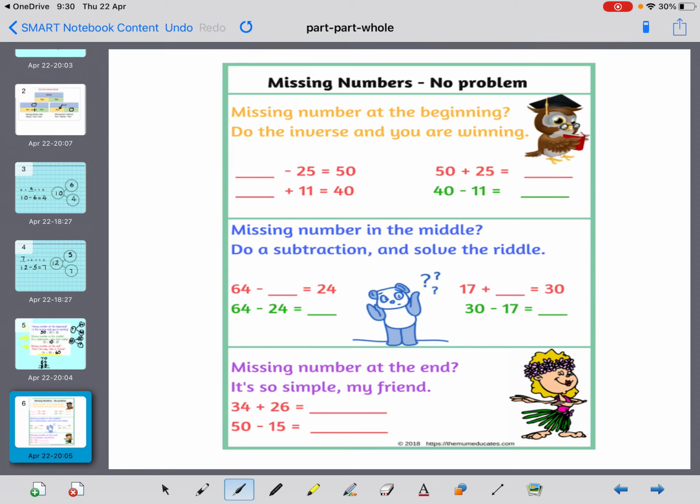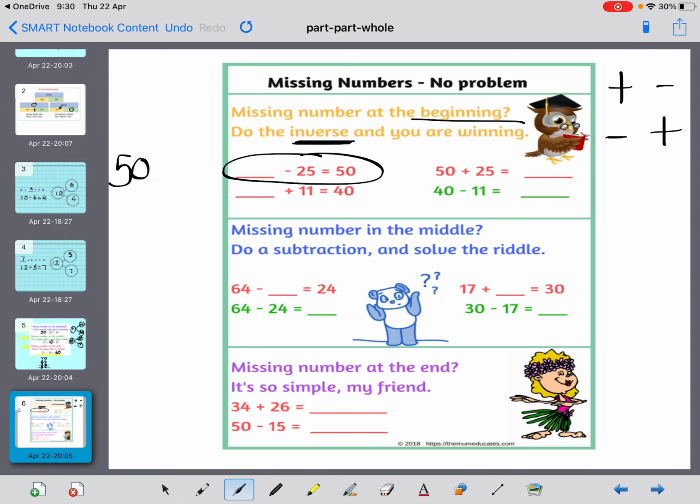Again, there are just some more examples there of some missing numbers and the rhymes to help us remember. So missing number at the beginning, do the inverse, the opposite, and you are winning. So the opposite of add would be subtract, or the opposite of subtract is add. So for example, I'll just look at the first one here. Something take away 25 equals 50. All I do is do the opposite. So I can do 50 add 25. So I'm adding the numbers that I know about together. And I know that that's 75.